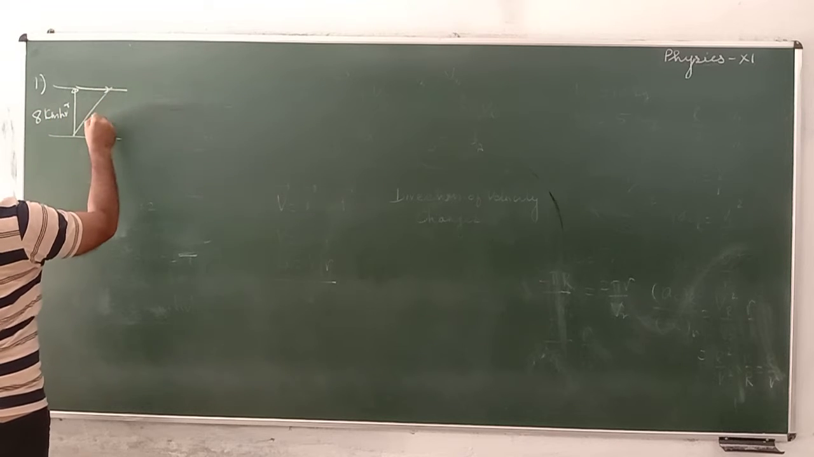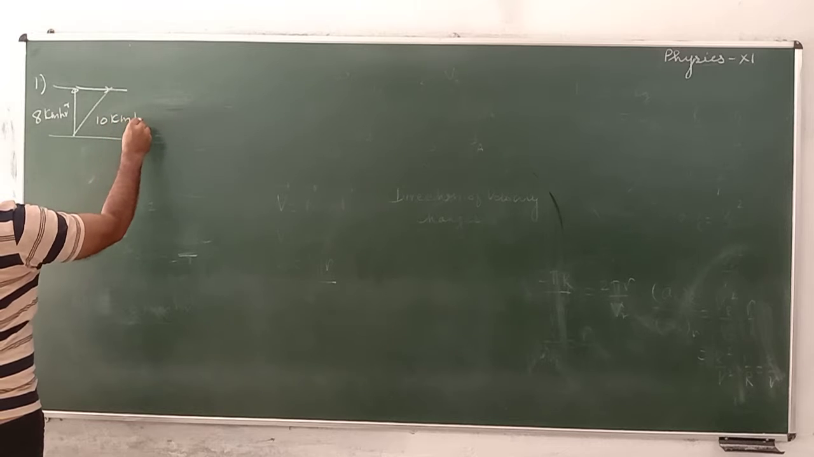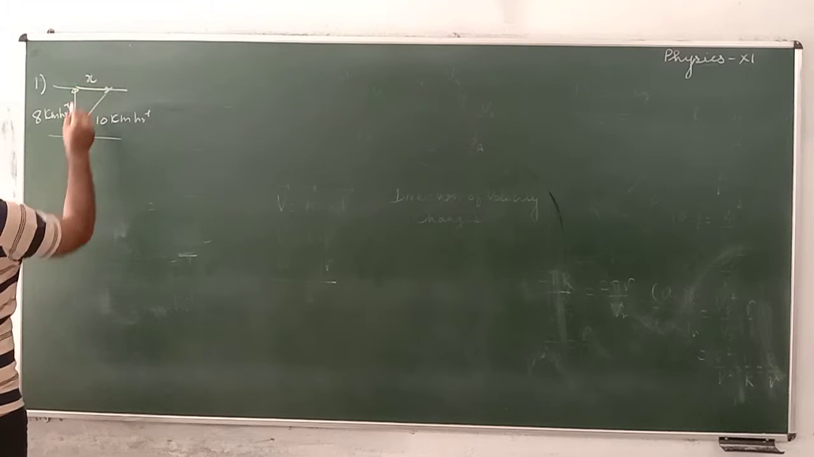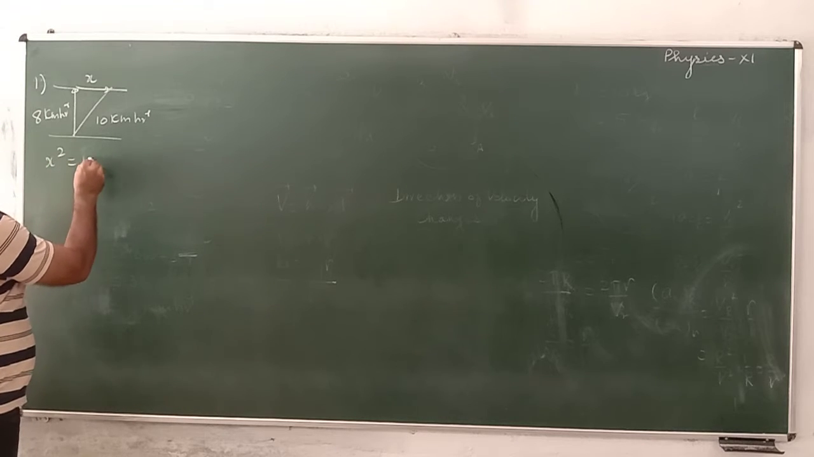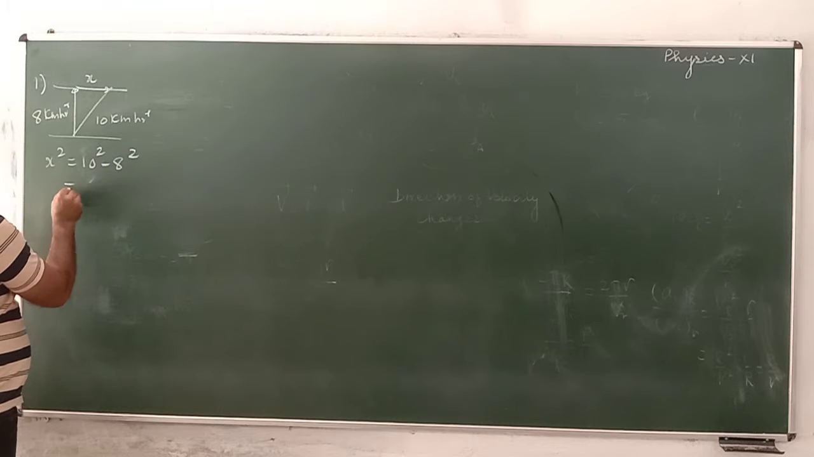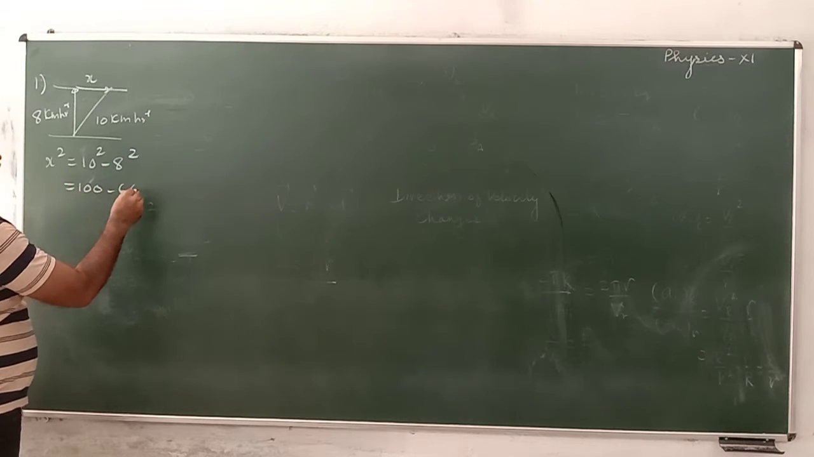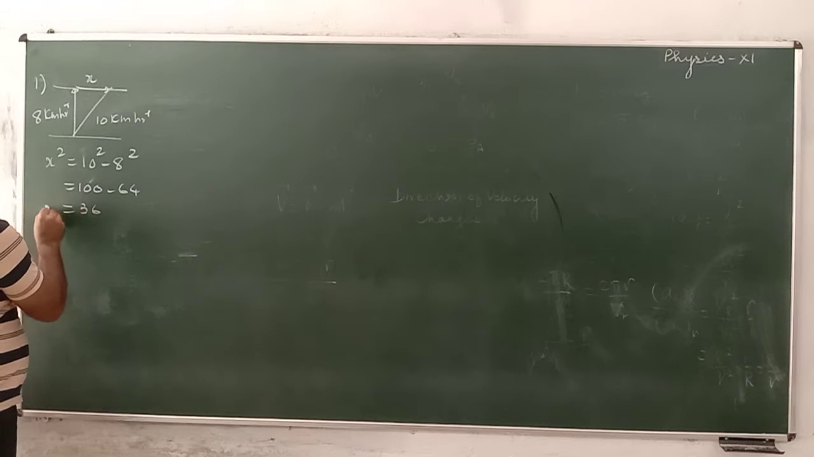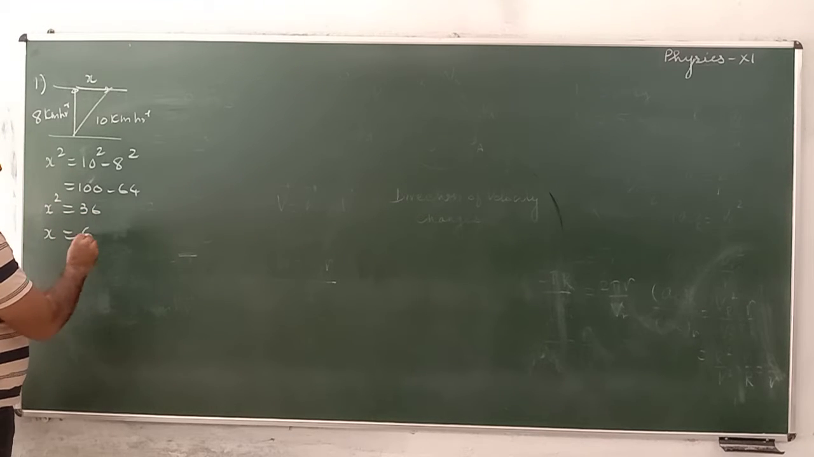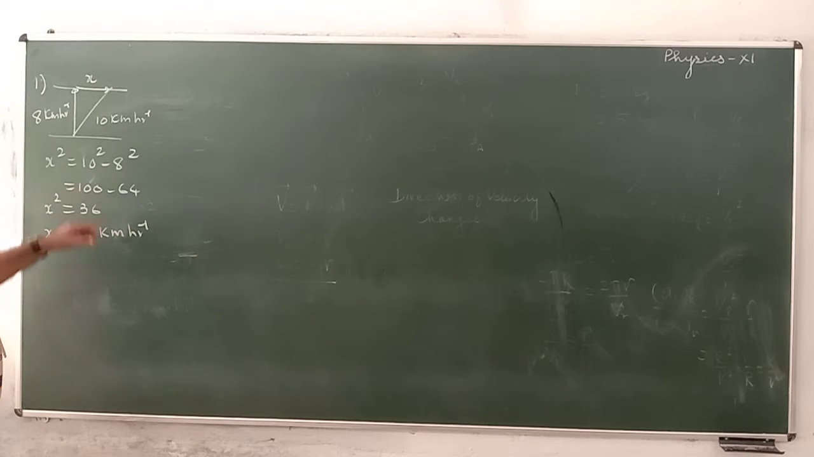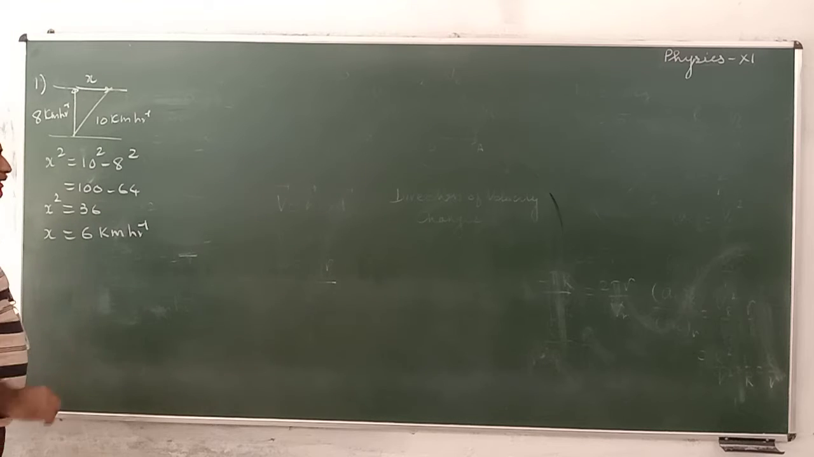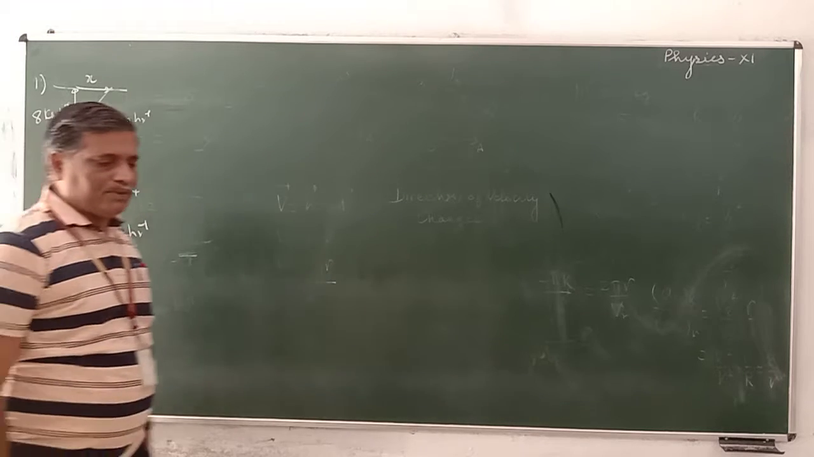Horizontal we want to find out. Resultant is 10 km per hour. We want to find out this x. From the figure, x square is equal to 10 square minus 8 square, which is 100 minus 64, which is equal to 36. Therefore, x is coming as 6 km per hour. Here the law of vector addition is used: this plus this is equal to this. So x is equal to 6 km per hour is the right option.